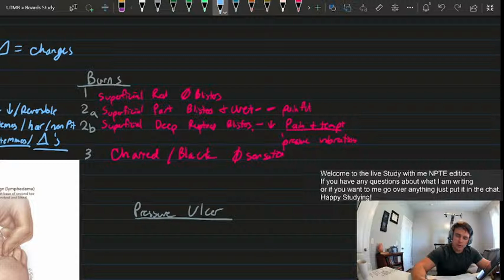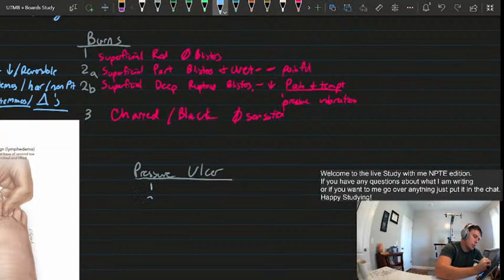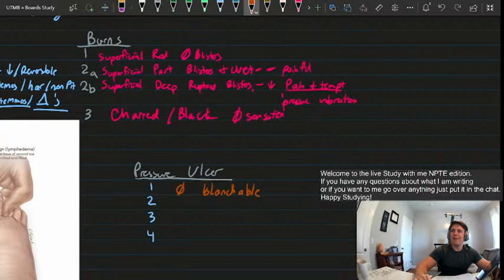So the pressure ulcers, you've got non-blanchable, so 1, 2, 3, 4. So you've got non-blanchable. So you push on it and it does not change to white, it's still red. So that's your first indication of having a pressure ulcer.